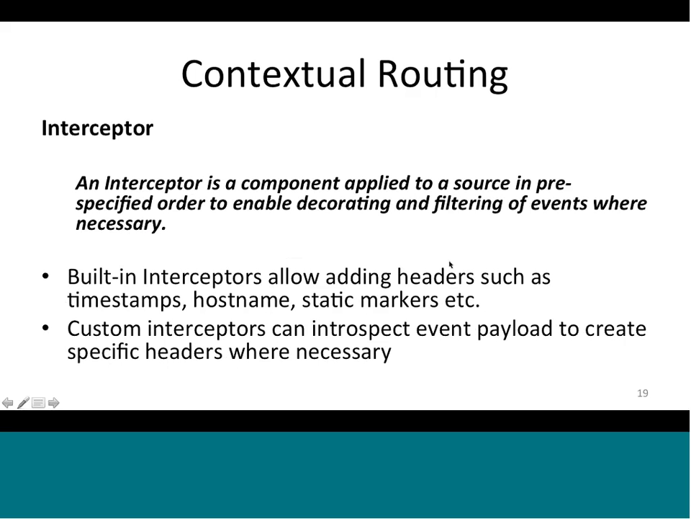So, contextual routing: interceptors. An interceptor is a component applied to a source in pre-specified order to enable decorating and filtering of events where necessary. Built-in interceptors allow adding headers such as timestamp, hostname, static markers, etc. Custom interceptors can introspect the event payload to create specific headers where necessary. Essentially, you're playing with the header or dropping an event. You can do some logic and then put a value in the header which can assist in downstream processing or routing of the information. You can completely drop the whole event. An interceptor can do all of those things for you.